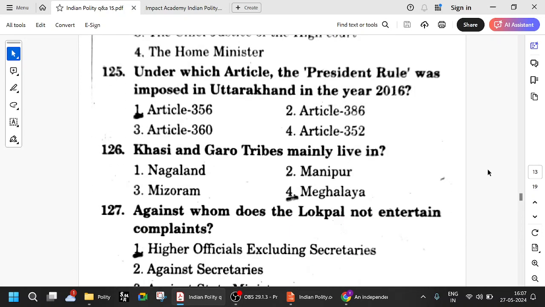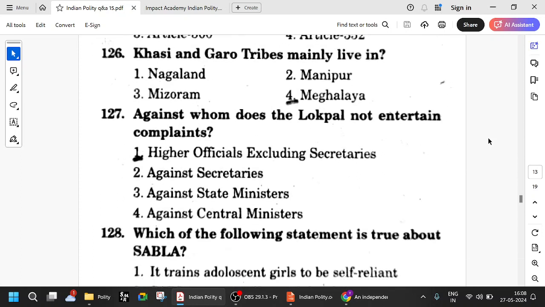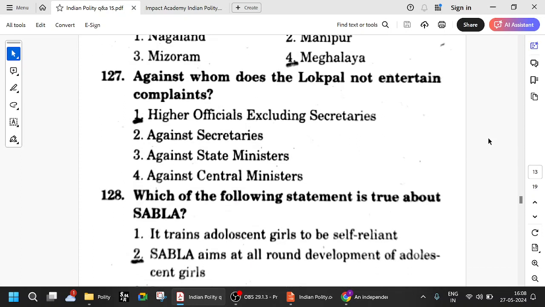Under which article was President's Rule imposed? Article 356. 352 is national emergency, 360 is financial emergency, 356 is President's Rule. So President's Rule was imposed in Uttarakhand in 2016. Try to remember that. Khasi and Garo tribes mainly live in Meghalaya. Okay, very simple. Against whom does the Lokpal not entertain complaints? Against secretaries, state ministers, central ministers. Higher officials excluding secretaries. No need to exclude secretaries, they are also covered.